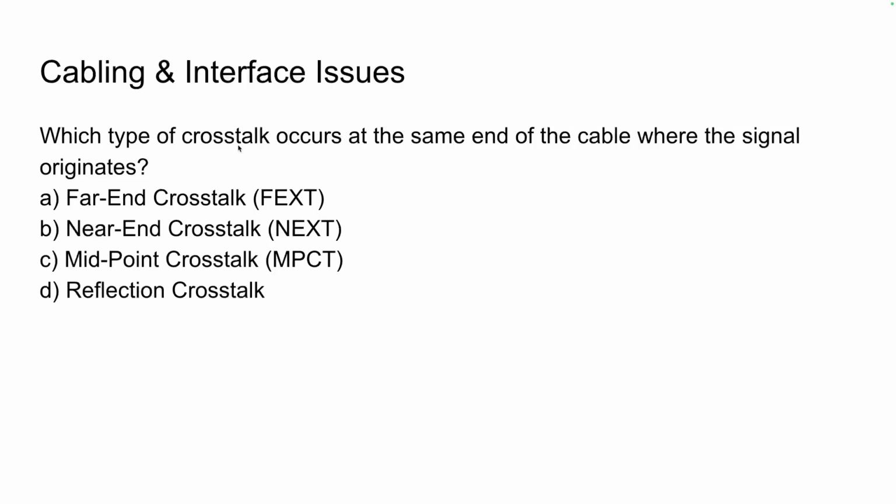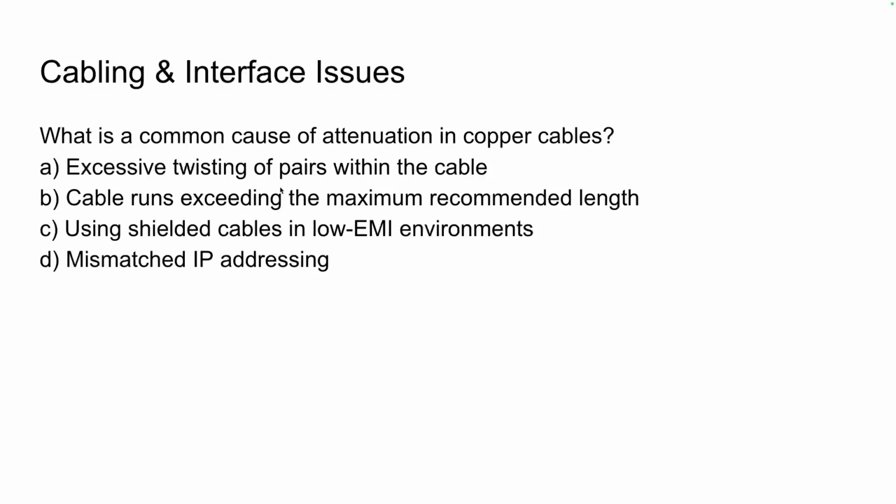Which type of crosstalk occurs at the same end of the cable where the signal originates, right? The point of origination. So we have either far end or near end. So the near end crosstalk is the point closest to the point of origination. The far end is the point that is furthest from that point. So near end crosstalk would be the answer.